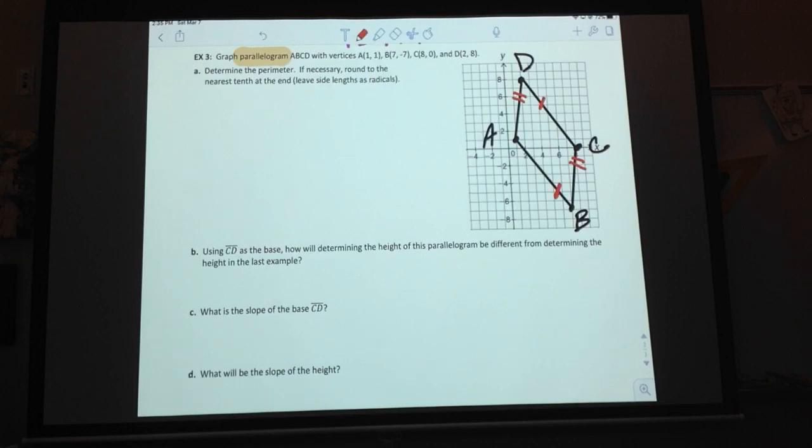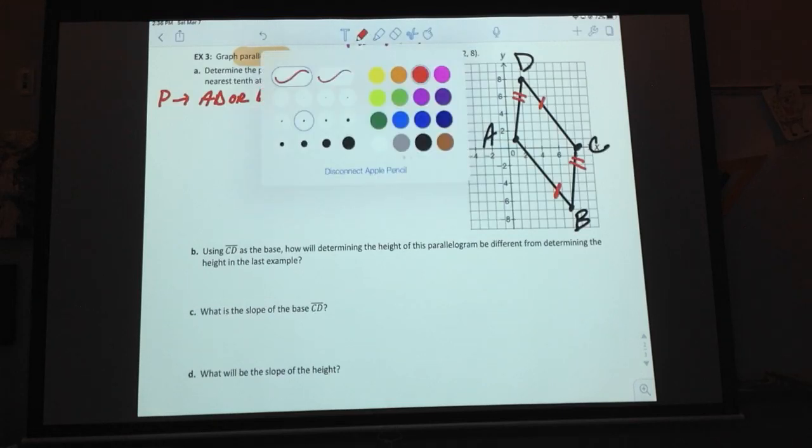So here we go. To find the perimeter, I need to find the distance of AD or BC, but just one of them. And I need to find the distance of AB or DC. And it's either one because I know that opposite sides are congruent. So I'm going to do AB and I'm going to do BC.